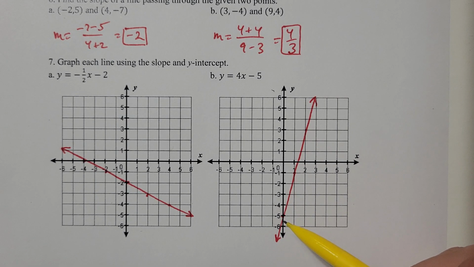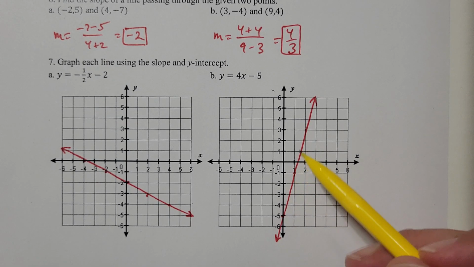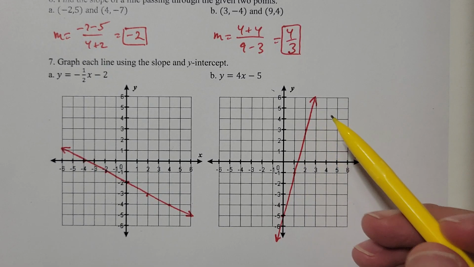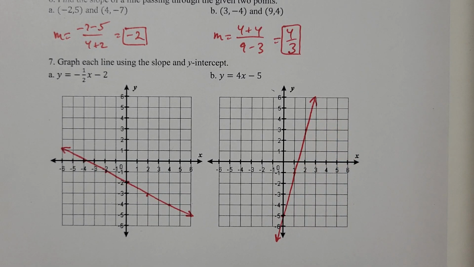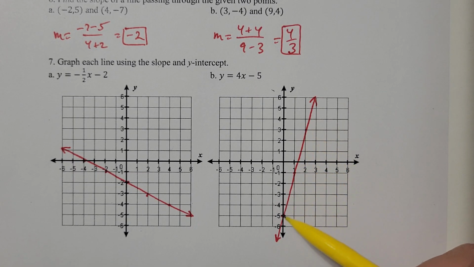And because that's a positive number, I can know right away how the line is going to be slanted. Okay, so I'm going to go up 4 and to the right 1, up 4 and to the right 1, up 4 and to the right 1. And when I have gathered up a couple points on this line, I'll go ahead and draw the line as best I can.